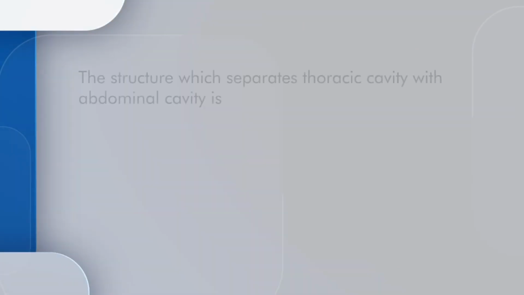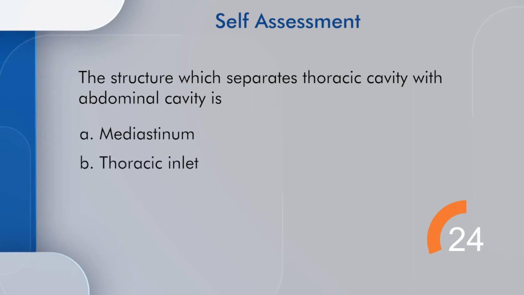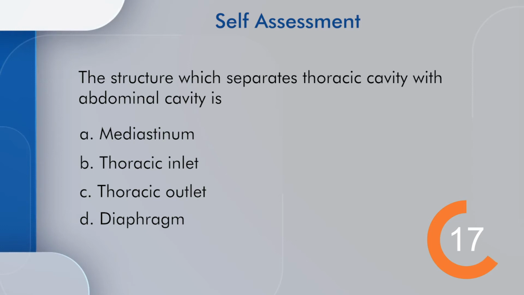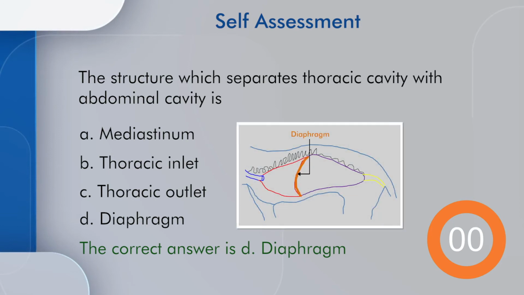Let's pause now to answer this question. The structure which separates the thoracic cavity from the abdominal cavity is: A. Mediastinum, B. Thoracic inlet, C. Thoracic outlet, D. Diaphragm. The correct answer is D. Diaphragm.